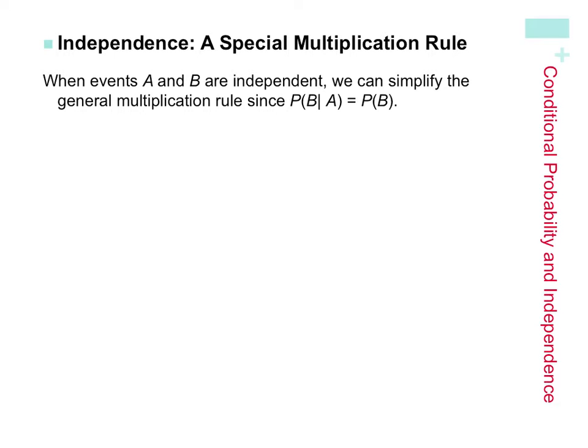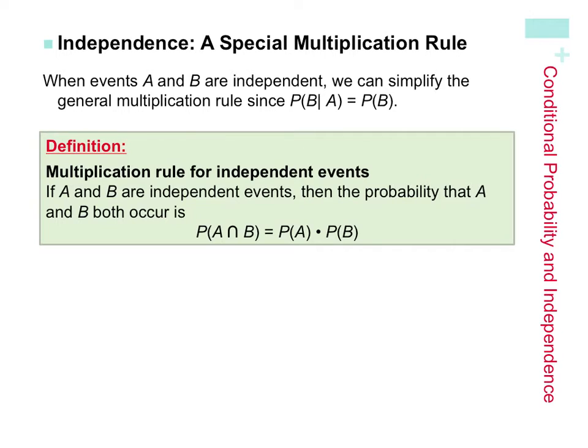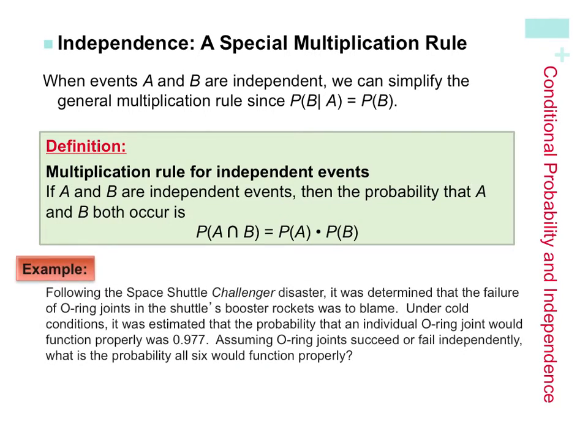So when events A and B are independent, we can simplify the general multiplication rule a bit. The multiplication rule for independent events looks more like just multiplying the two together, so you don't have to worry about the condition. Here would be an example of that.